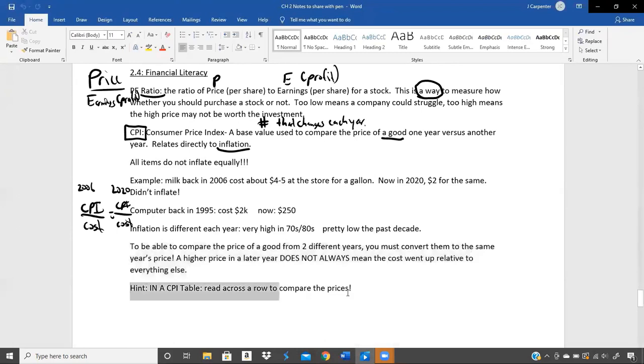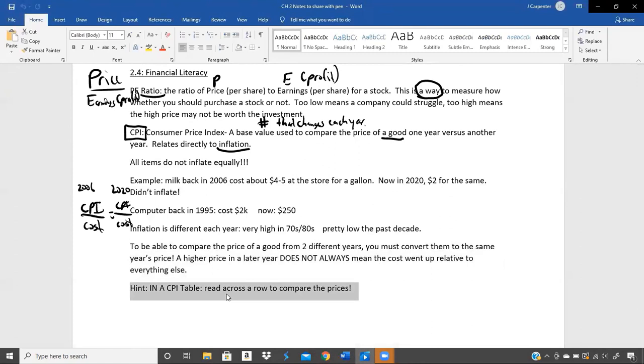Hint: in a CPI table, read across the row to compare the prices. The row is usually the year, so that's you converting to the same dollar. So in a CPI table, in order to compare, you need a completed row. You need to be able to see, all right, in 2005 dollars, which thing is the lowest? That would be the cheapest. Or in 1990 dollars, which thing would be the cheapest?